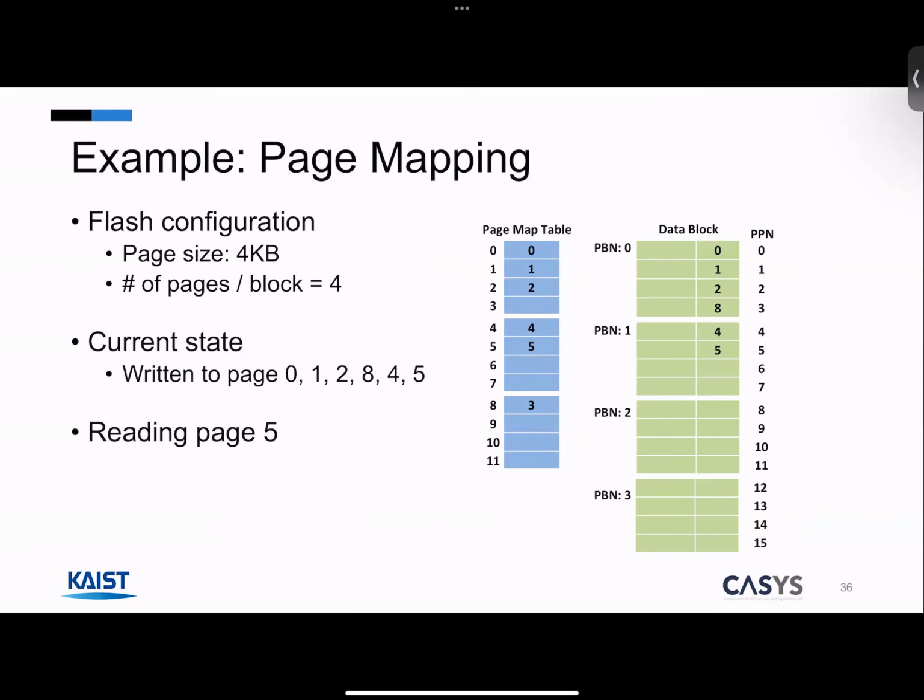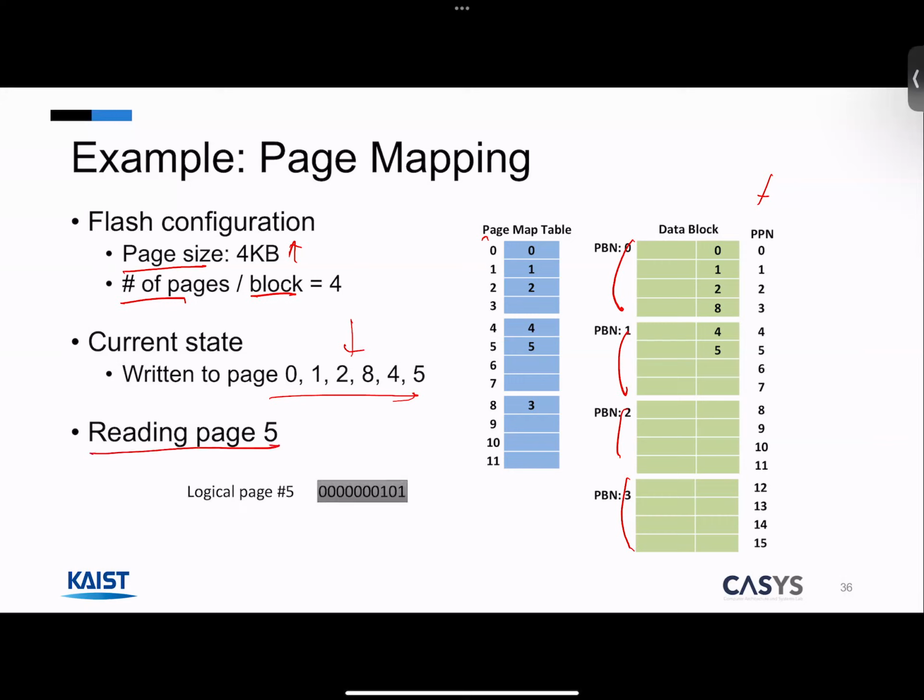Here is a series of examples of page mapping. Let's say in this example the page size is 4 kilobytes. Today the page size is bigger; 4 kilobytes is kind of basic. So I give you an example of a 4 kilobyte page size, where each block contains 4 pages. Let's say this is the current state.